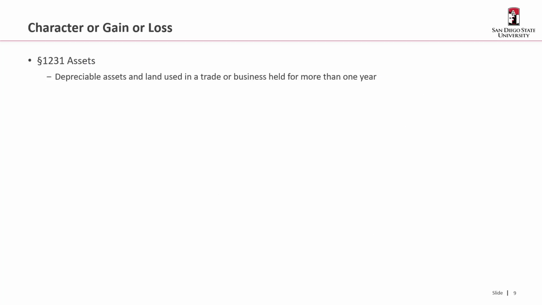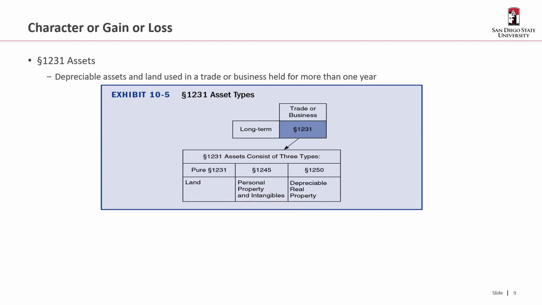Okay, so here we are in our 1231 asset world. So we've decided there was this world of trade or business property. We said it's not capital property, but what we're going to see is if it's held for more than a year, it's probably a 1231 asset. So that's depreciable assets and land used in a trade or business and held for more than 1 year.